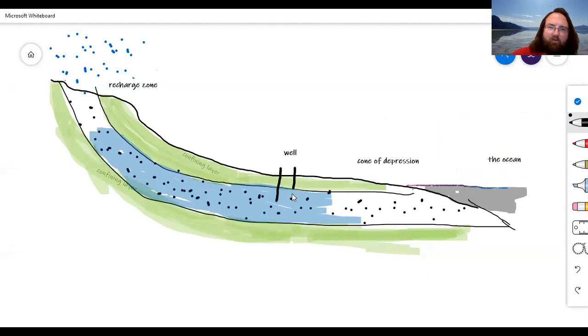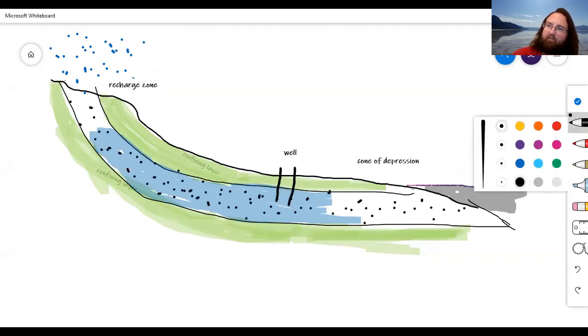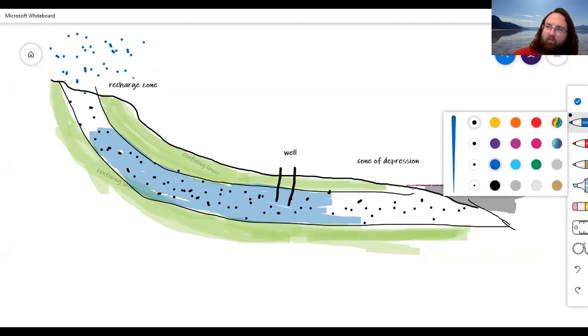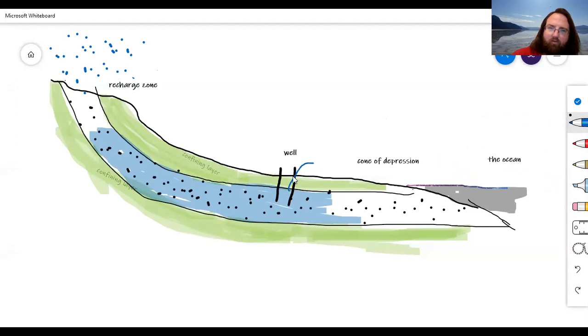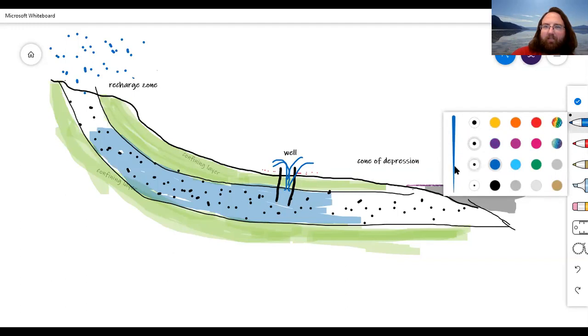So extract a lot of water. And start watering some of these methyl bromide laden strawberries that are so popular here. There we go. And so now that we've done this, as we discover, a cone of depression is going to form in the potentiometric surface.